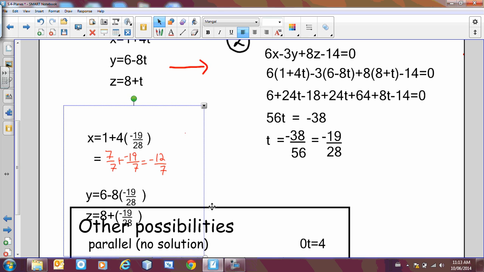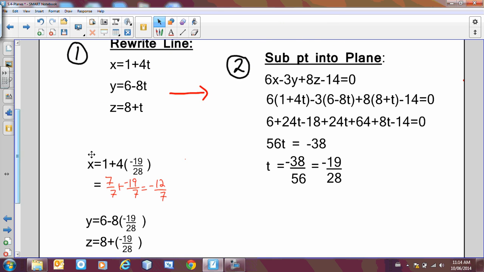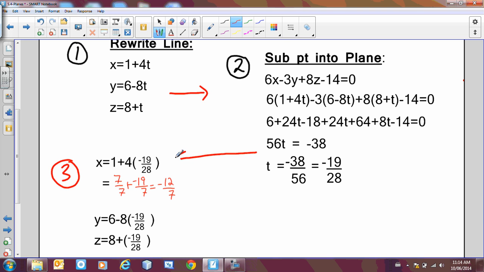Once we've got that figured out, let's just hide this for a second. Once you've got that figured out, of course, what we want is the actual x, y, and z values. We don't just want the t value. And so the third step now is substitute the t value back in to determine what x, y, and z actually represent, actually equal.